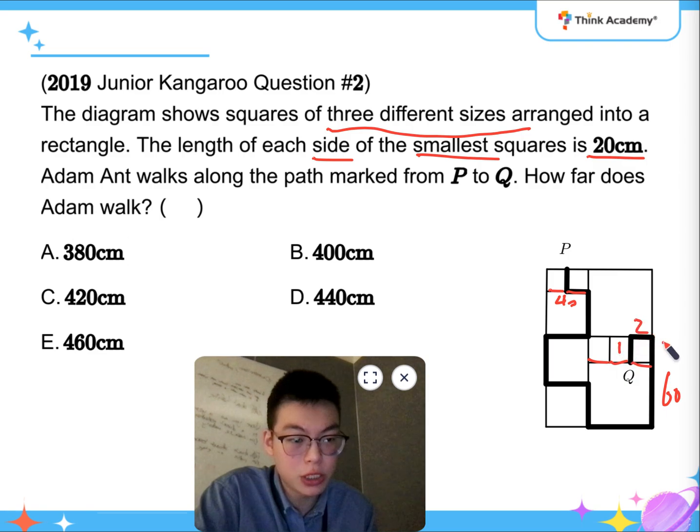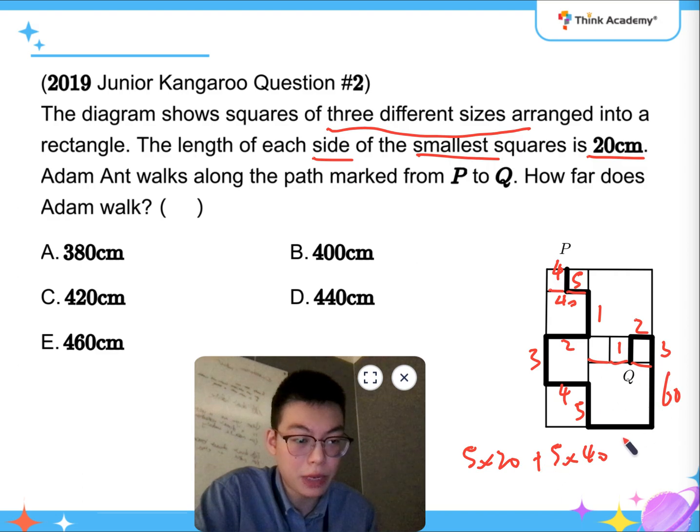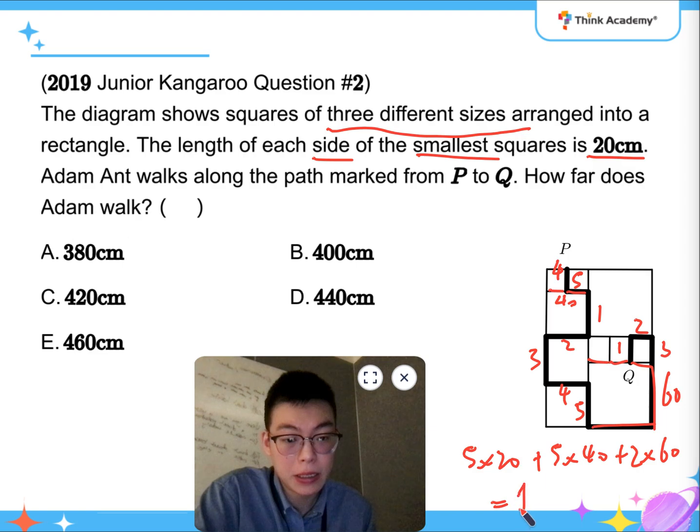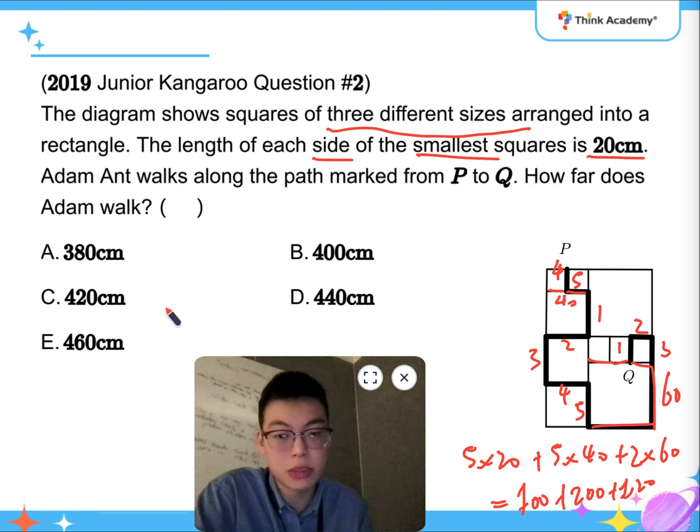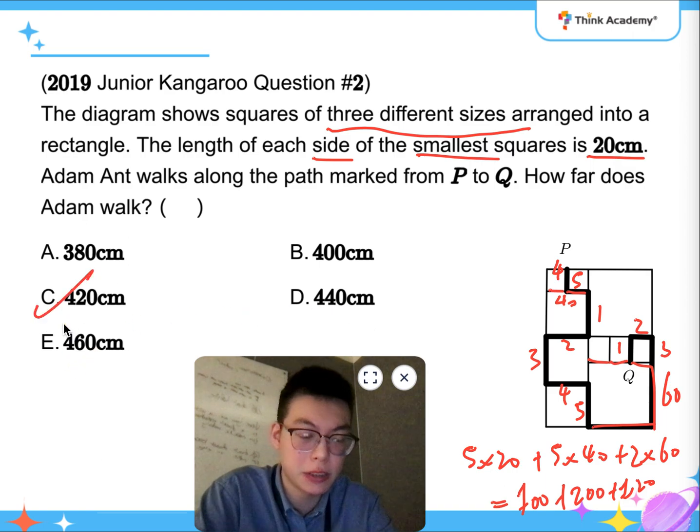First of all, we have 1, 2, 3, 4, 5 short edges. That's 5 times 20. We have 1, 2, 3, 4, 5 medium edges. So that's 5 times 40. And then we have 2 of the 60s. So that's going to be 100, adding 200, adding 120, which is going to be 420 centimeters. All right, so that's question 2.